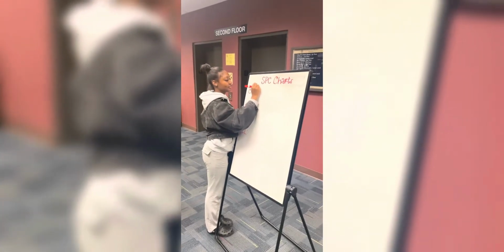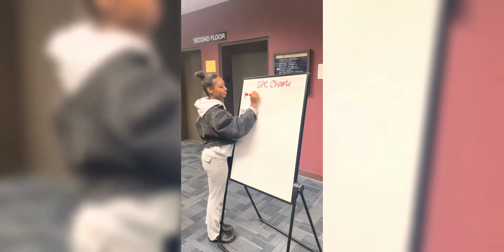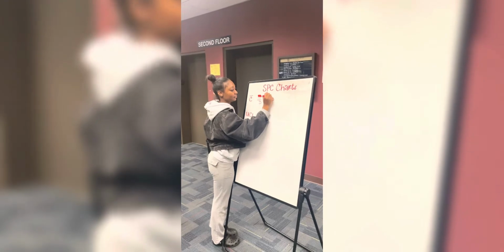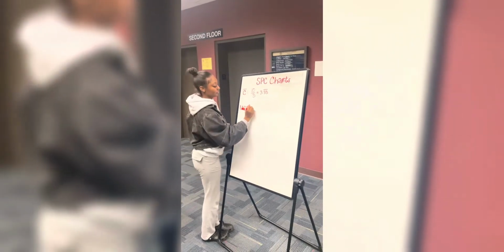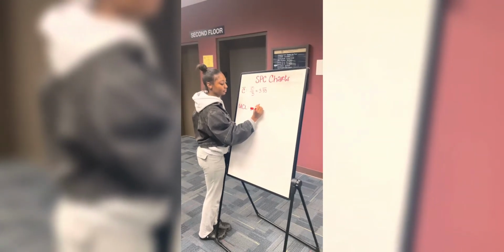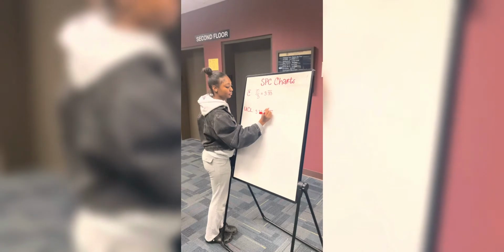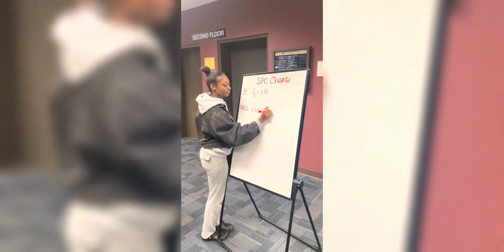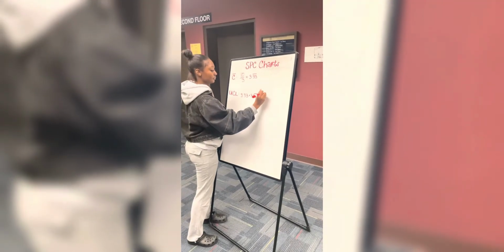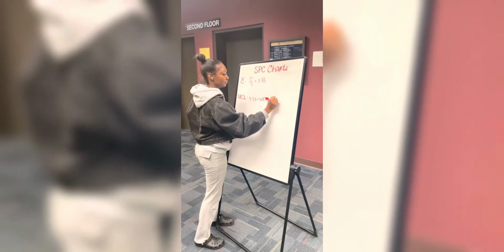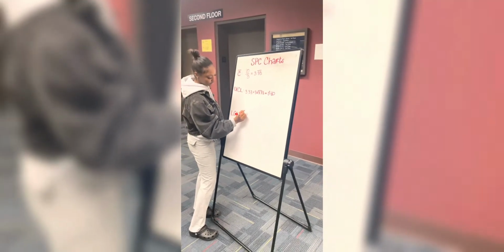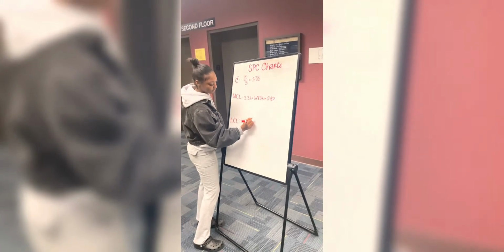To find the C bar, we're going to do K divided by N, with K representing the number of samples and N representing the sample size. In this case, we have 10 divided by 3, which equals 3.33. The upper control limit will be 3.33 plus 3 times the square root of 3.33, which equals 8.80. The lower control limit is 3.33 minus 3 times the square root of 3.33, which equals negative 2.14.